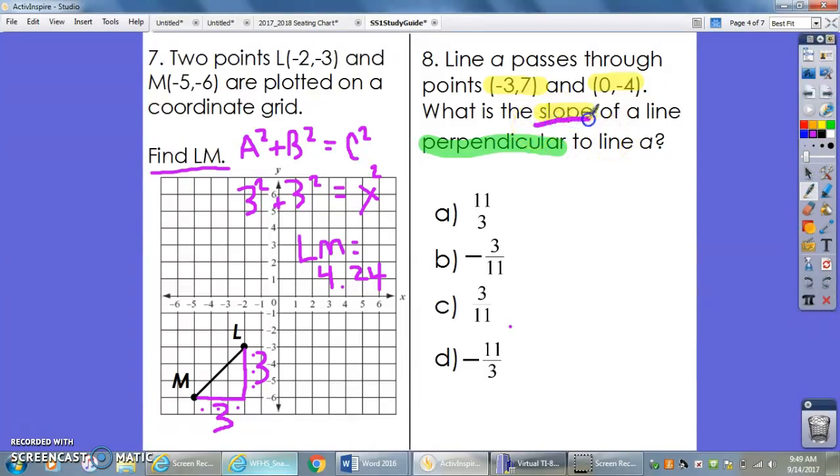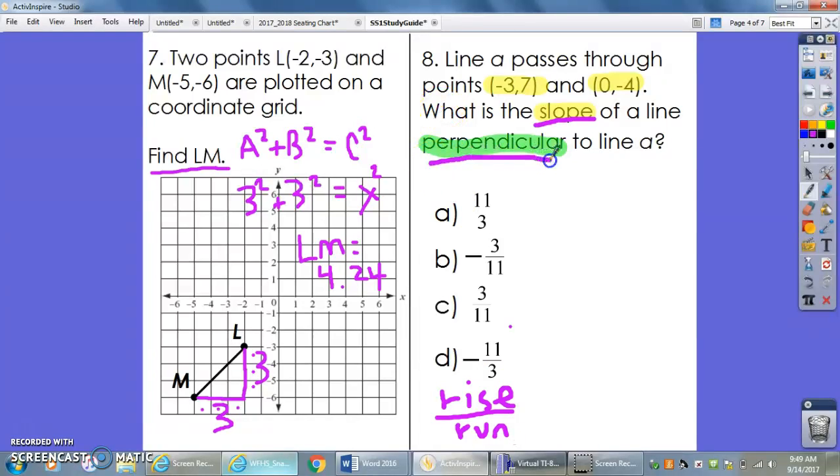So let's just talk about slope. Slope is rise over run, okay? So I'm just going to write down here, rise over run. That's the formula we use to find the slope of a line.